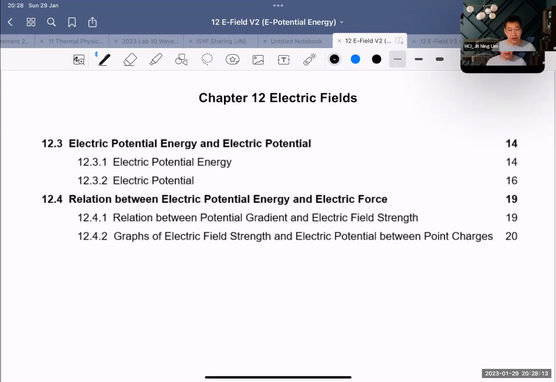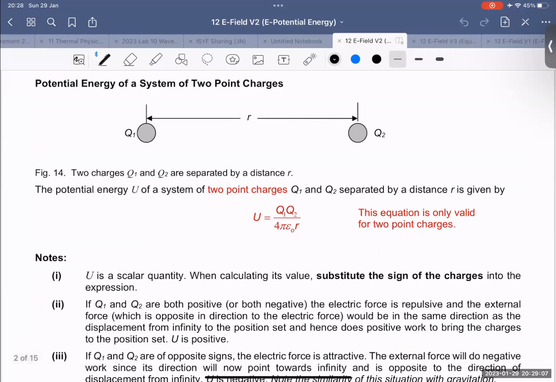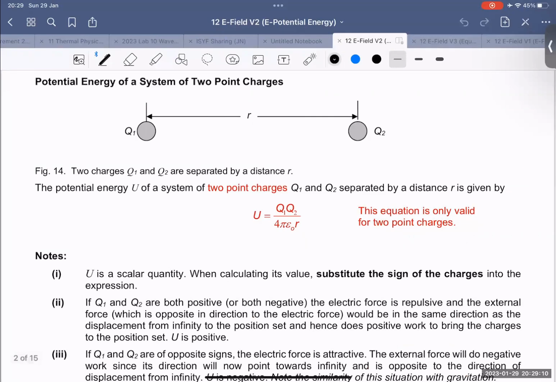Electric potential as well as the relation between electric potential energy and electric force, in this video. In assembling the system where the charges were originally at infinity, without any change in the kinetic energy of the charges. So the important point to know is that the potential energy is defined in terms of work done by an external force. The potential energy of a system of 2 point charges is equal to Q1 Q2 divided by 4 pi epsilon 0 R. Note that this equation is only valid for 2 point charges.